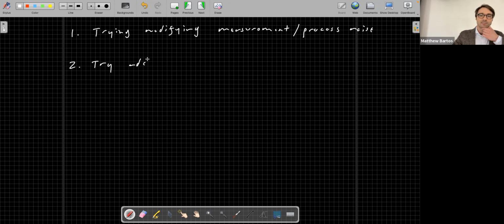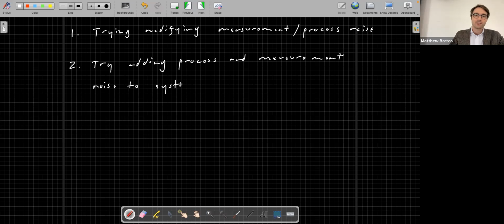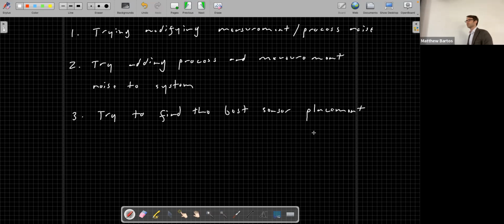Second, try adding the process and measurement noise to the system. So you can use those Boolean valued functions to actually add noise to the input and add noise to the sensor measurement. And third, I want you to try to find the best sensor placement if you only have one sensor. So find which floor gives the best estimate if you have a sensor only on that floor.